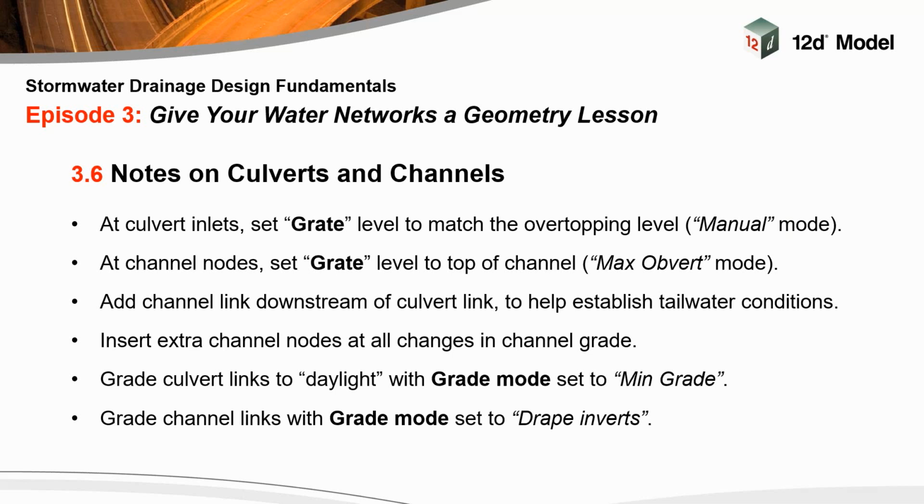At a channel node, where you might have, say, a trapezoidal channel rather than an underground pipe, the channel node is arguably above ground, but we'll call it part of the underground system, and you'll set the grate level there to the top of the channel. There's a special mode, I think we covered it briefly, the maximum obvert mode. That's the good mode to use for the top of your channel.